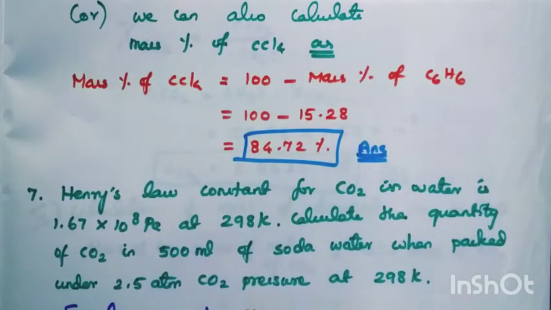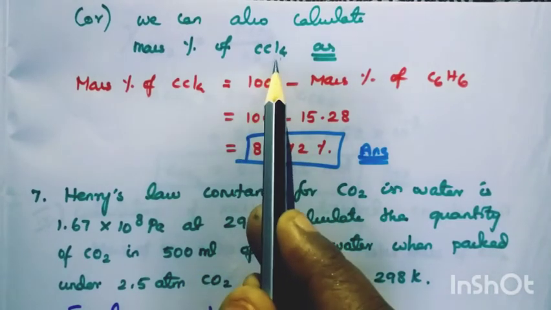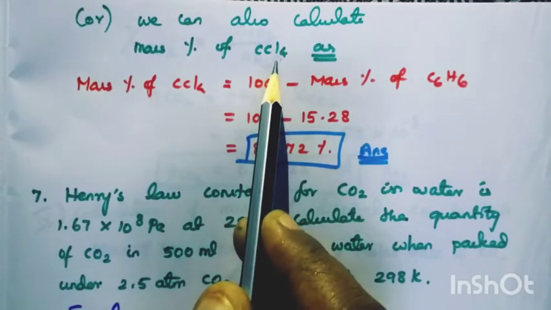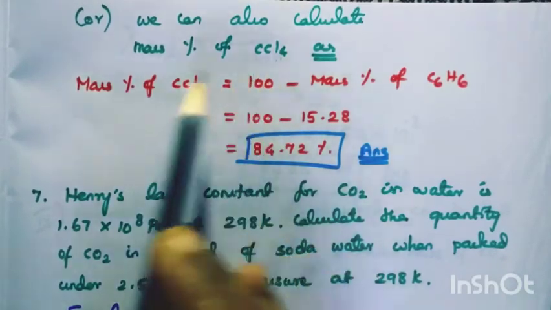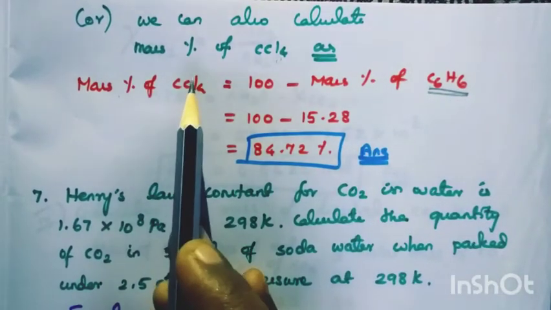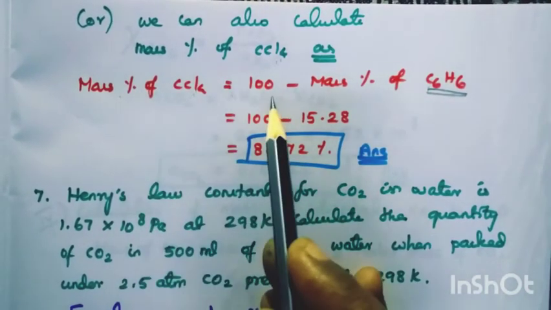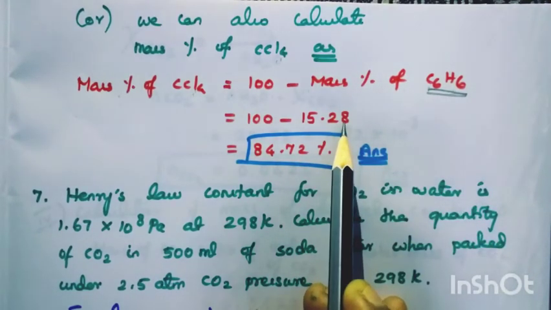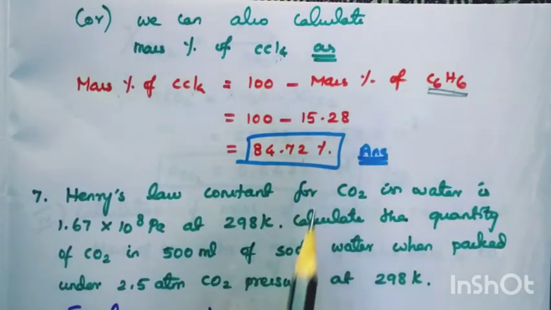And there is another way to calculate the mass percentage. If you know one component, we can calculate the other component. Like the mole fraction: the sum of the 2 mole fractions is equal to 1 in a binary solution. Like that, if we know the mass percentage of solvent, we can calculate the solute, and if the solute is known, we can calculate the solvent. So mass percentage of CCl4 can also be calculated as 100 minus the mass percentage of C6H6, benzene. Benzene we already found. So 100 minus this is equal to 84.72. This way also we can calculate this.